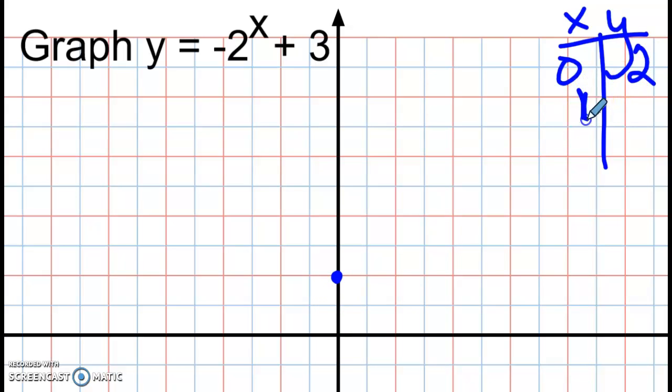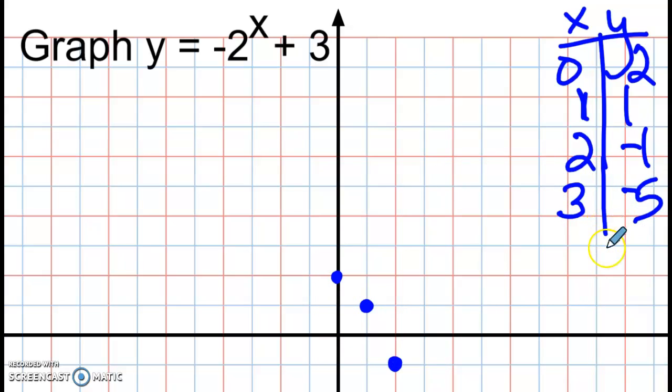Let's put 1 in. 2 to the 1 is 2. Opposite of that is negative 2. Plus 3 is 1. Let's put 2 in. 2 squared is 4. The opposite of 4 is negative 4. Plus 3 is negative 1. Let's put 3 in. 2 cubed is 8. Negative 8 plus 3 is negative 5. Okay? All right, I'm seeing what's happening there.